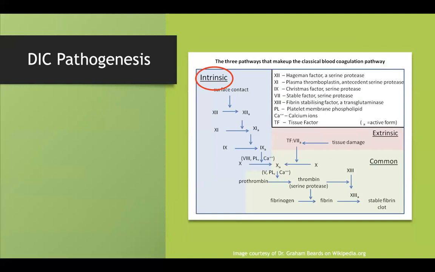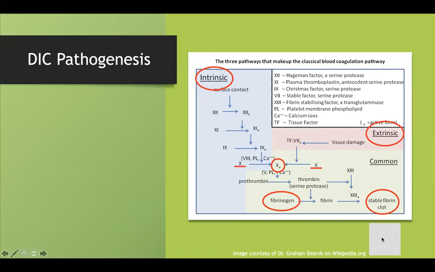Here we have the intrinsic pathway and the extrinsic pathway. You can see here that their common denominator is factor 10, and ultimately, their goal is to turn factor 10 into factor 10A. Once that's done, it goes through another series of steps. What I want you to know is that ultimately fibrinogen gets converted into a fibrin clot. The whole point of this cascade is just to form a nice stable fibrin clot.